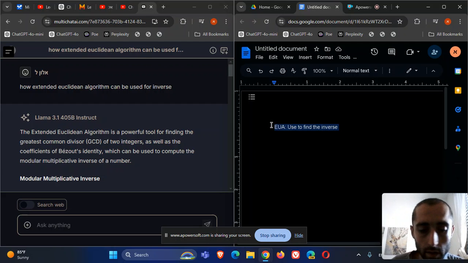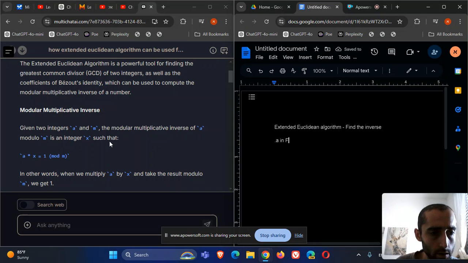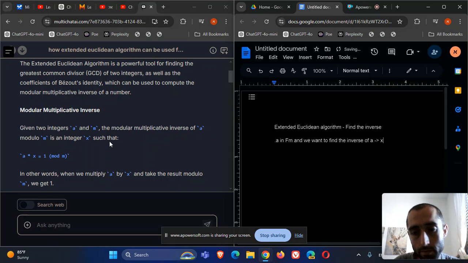Okay, so let's see how we can use the extended Euclidean algorithm in order to find the inverse. We have A in Fm, and we want to find the inverse of this A, which will be x, and we want to find it, which will be A to the minus 1.